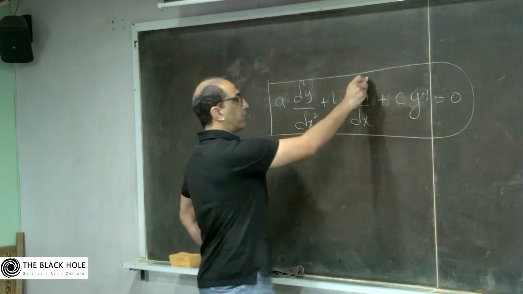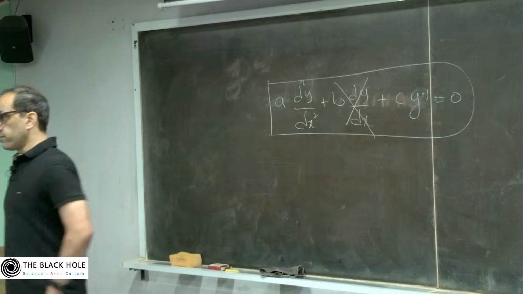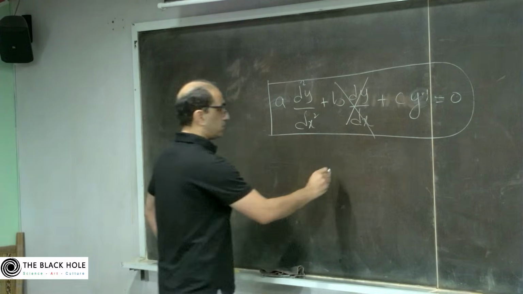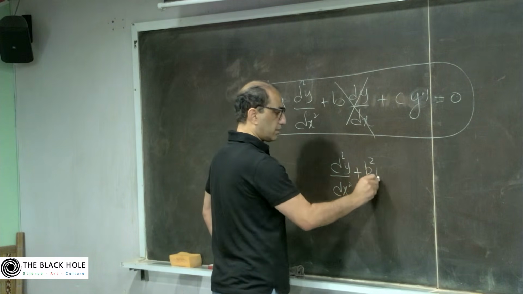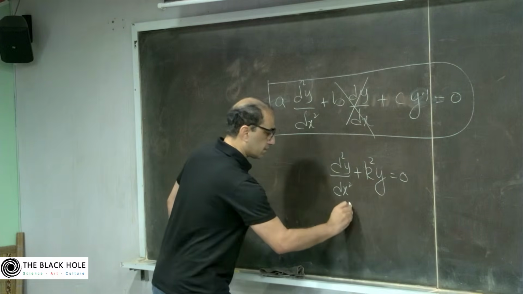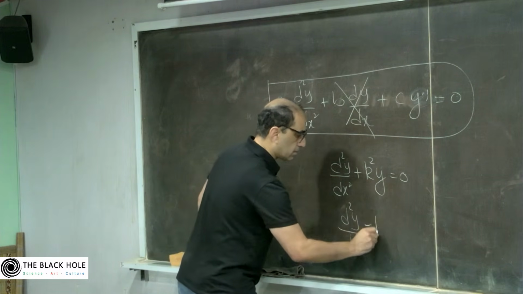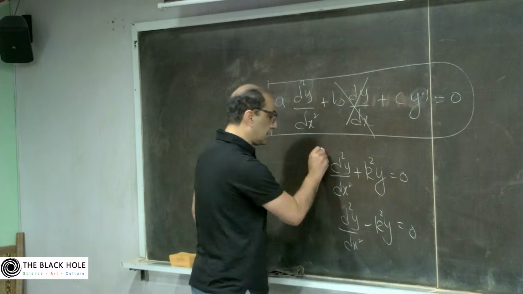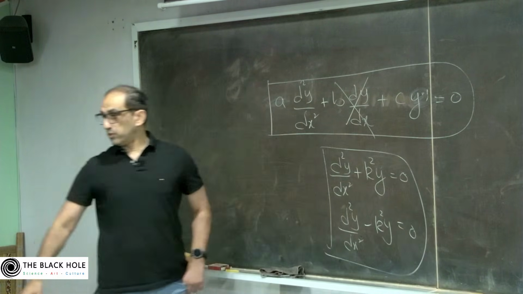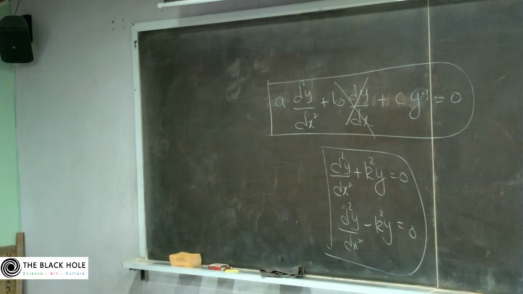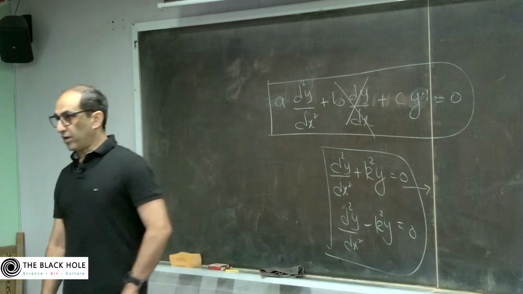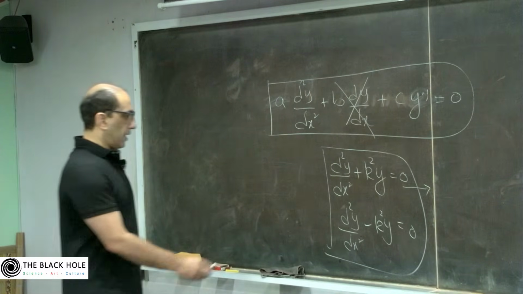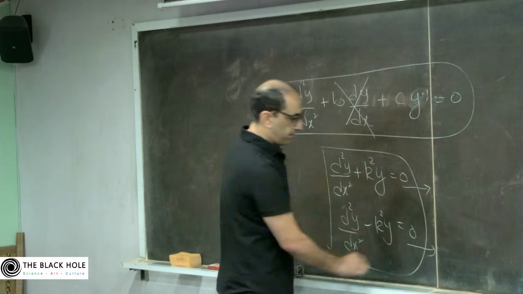So if I get rid of this first order derivative, I can have two special cases. One is this and the other is this. These are the two most well-known second order differential equations. This one you must have realized by now is the simple harmonic oscillator equation, and this is the other equation with the minus sign. And what is the major difference?